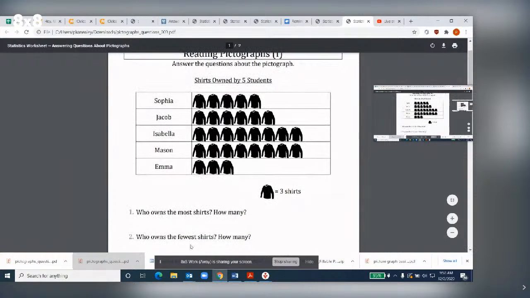Who owns the fewest shirts and how many? It looks like Emma only has 3, which is going to be a total of 9, because each shirt represents 3. So Emma only has 9 shirts.